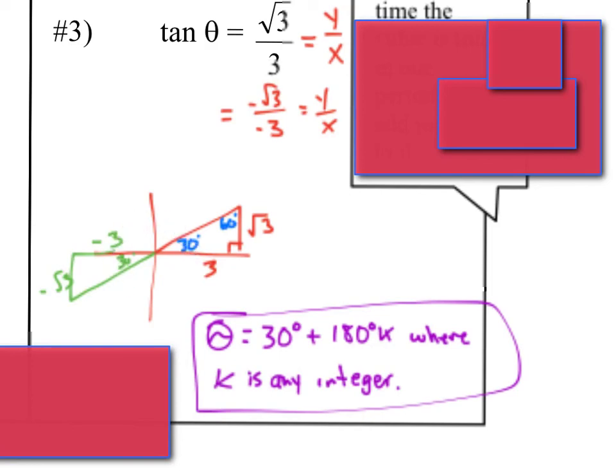The reason we don't have to include this answer here, even though I just drew it, is because that answer is included in our first answer. 30 degrees and 210, which is where this other one is, are 180 degrees apart. So this first answer that I gave, 30 degrees plus 180k, where k is any integer, included both answers. So some may say that this was pointless to do, but I just wanted to make sure that both solutions were included in that.